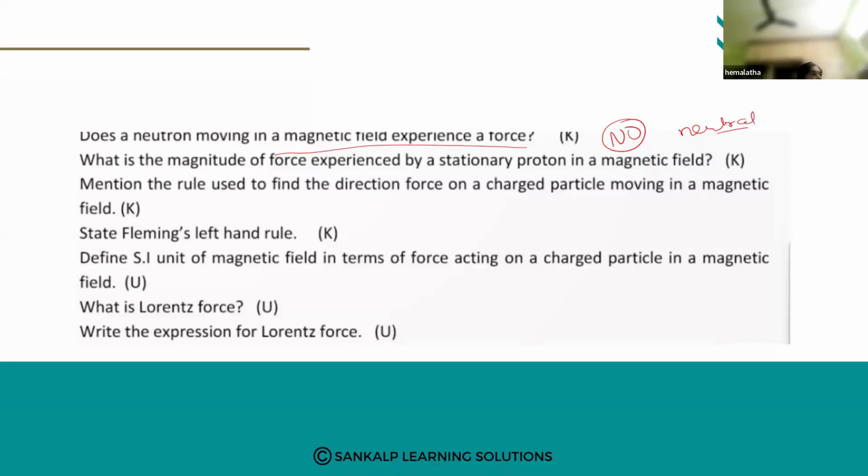Okay, next one is what is the magnitude of force experienced by a stationary proton in a magnetic field. The magnitude of force on a neutron: the neutron will not experience any force.